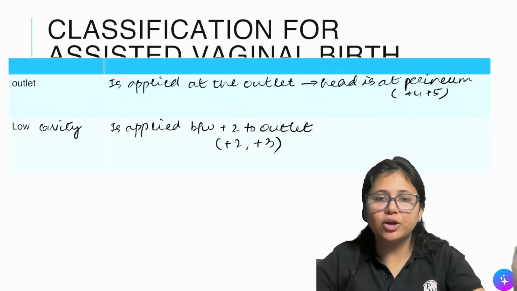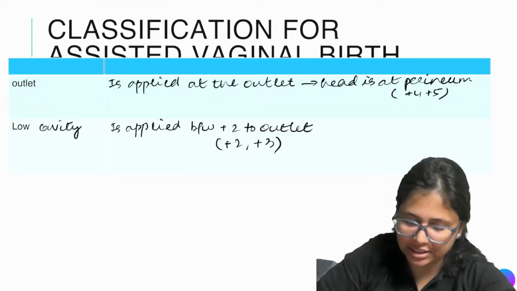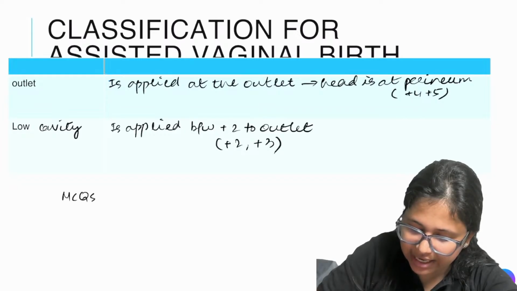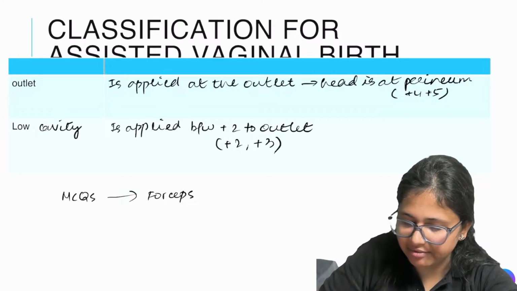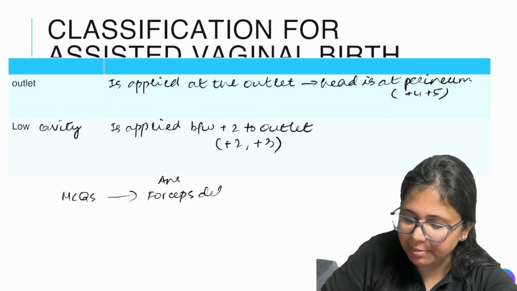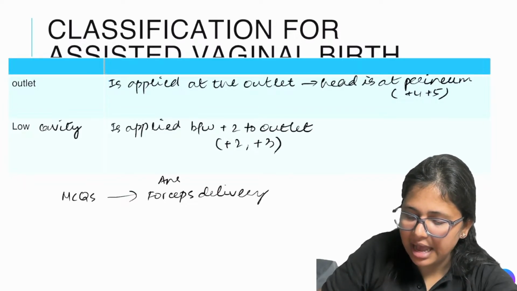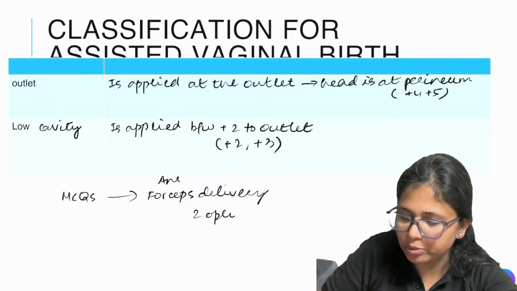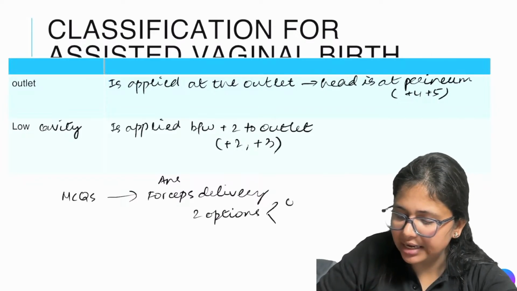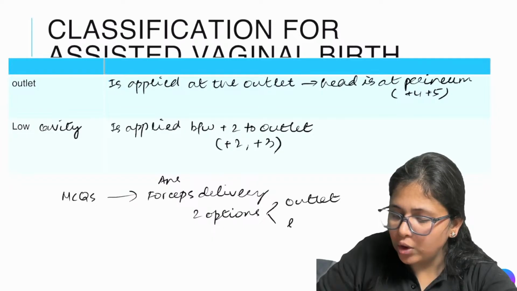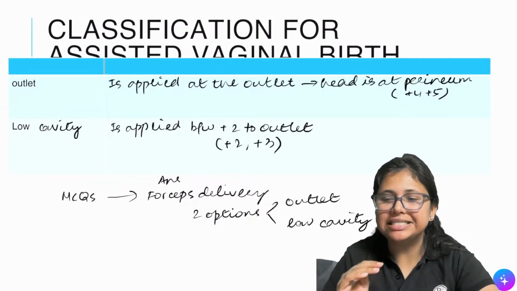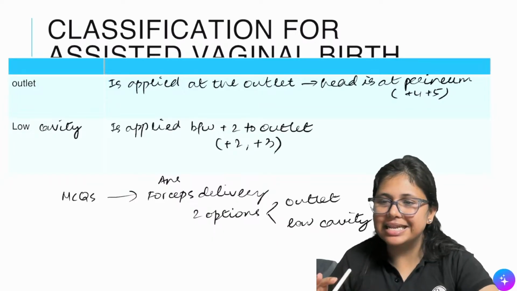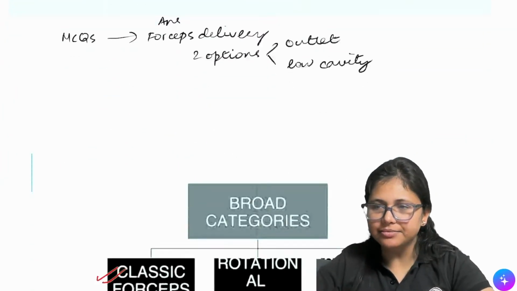Now, this is important because why? Sometimes they give you questions or MCQs where you will be able to tell the answer is forceps delivery. But sometimes they will act very smart and give you two options, either outlet or low cavity. So the only way that you will be able to tell which one is to be used will depend on the station of the head. Is this clear, guys? Is this clear?